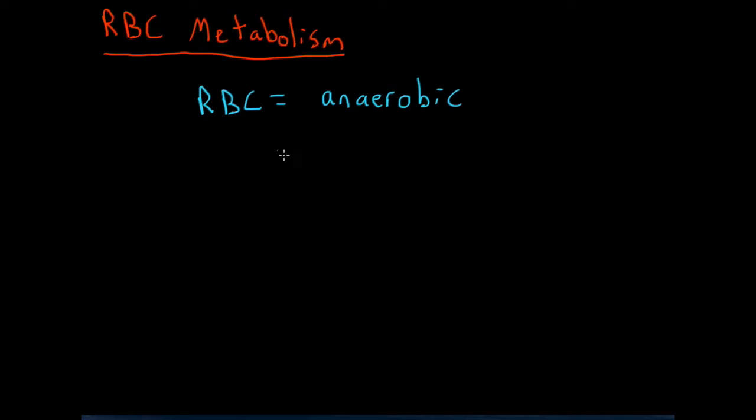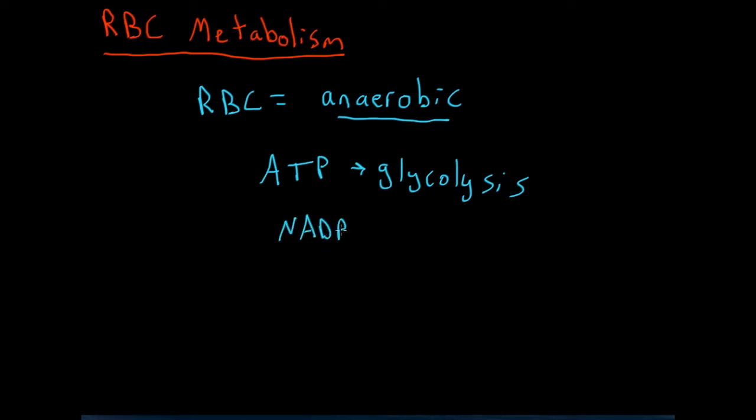The main key takeaways from the fact that red blood cells are anaerobic is that we get our ATP from glycolysis, and glycolysis alone, and also that we get NADPH from the pentose phosphate pathway. Now, why are these two things important?